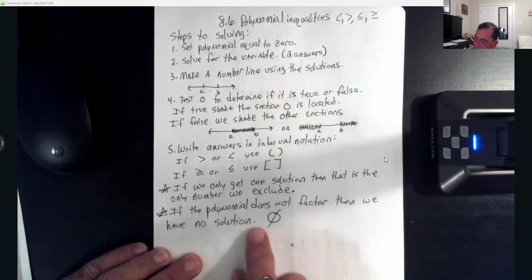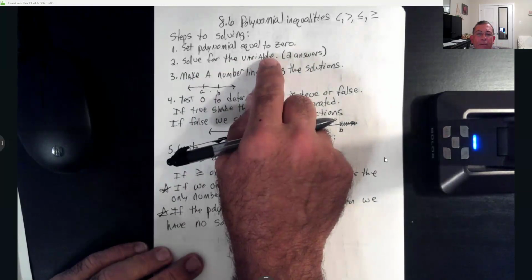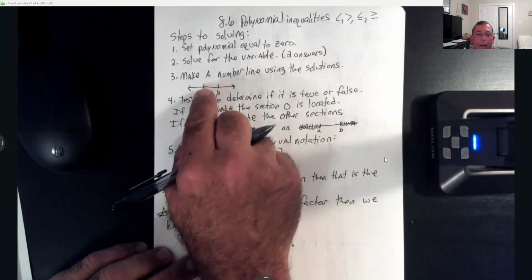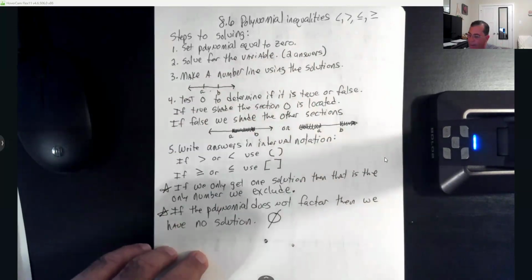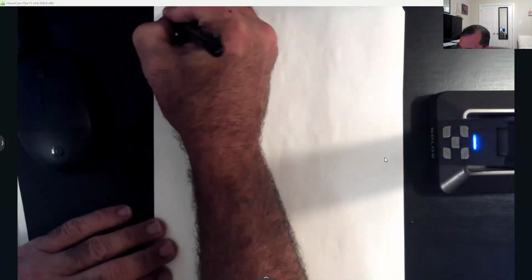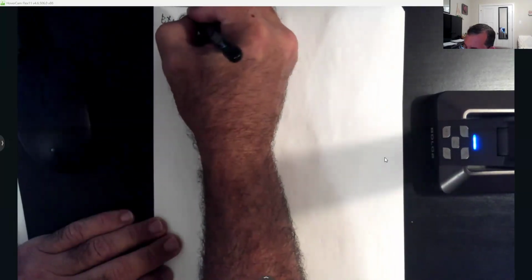All right, y'all, so I'm going to follow these steps. I'm going to set my polynomial equal to 0. I'm going to solve it for the variable. I'm going to make my number line and then start testing it, okay? So y'all, let's go have some fun with these. Now, these will say solve the following inequality.